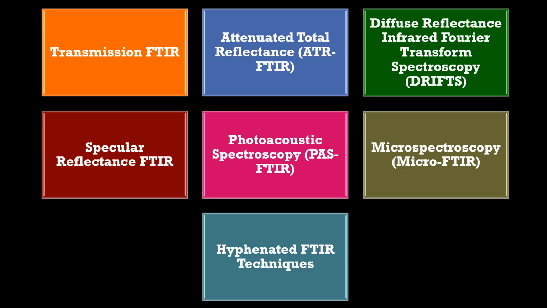Types of FTIR spectroscopy. Fourier transform infrared spectroscopy is a technique used to obtain an infrared spectrum of absorption or emission of a solid, liquid or gas. There are different types of FTIR spectroscopy depending on the method of sample handling and the application. Here are some common types of FTIR techniques.